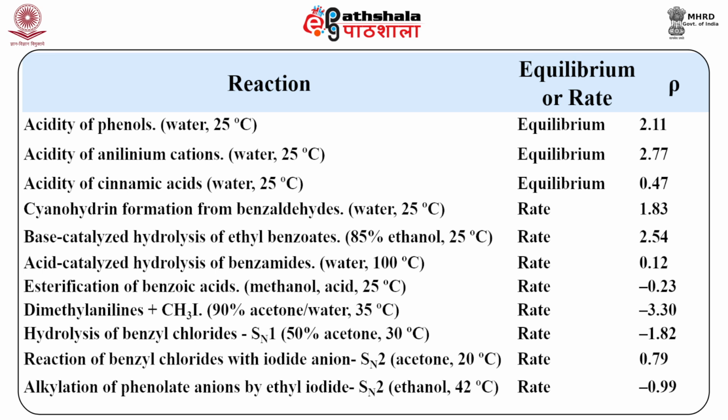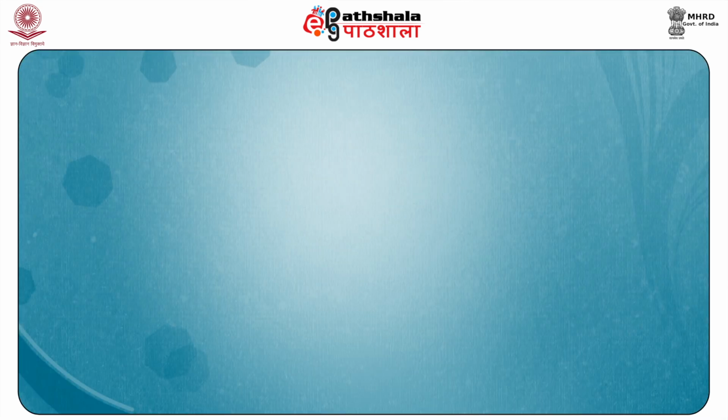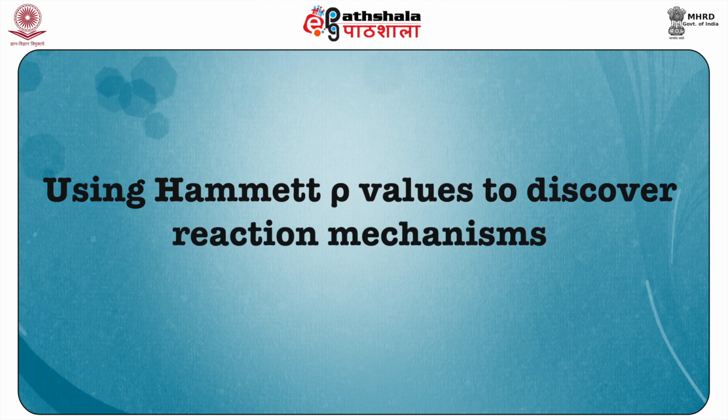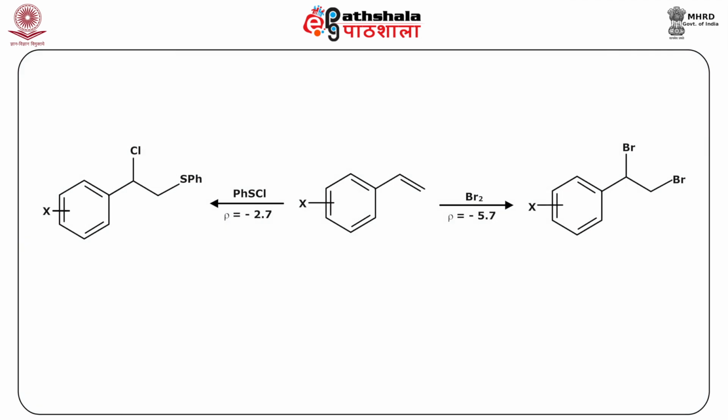And now we will discuss the second application, that is the use of Hammett rho values to discover reaction mechanisms. Consider these two reactions which are very similar, a reaction with bromine and one with PhSCl, that is the sulfenyl chloride. With no further information given, we might be tempted to think that both go by the same reaction mechanism. However, the Hammett rho values for the two reactions are rather different and might make you change your point of view on the mechanism of the reaction.